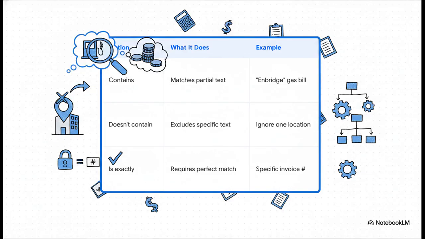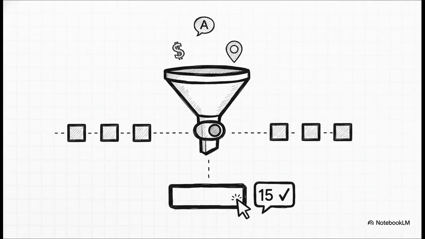These are your main tools for telling QuickBooks how to find the right transaction. Most of the time, you'll use contains. So if the bank text contains the word Enbridge, you know it's your gas bill. It's super flexible. Doesn't contain is great for excluding things, and is for those rare times you need a perfect match, like for a specific invoice number. And you can get really precise here. You can layer up to 5 different conditions on top of each other, and you can tell QuickBooks if a transaction needs to meet all of them to qualify or if just any of them is good enough.